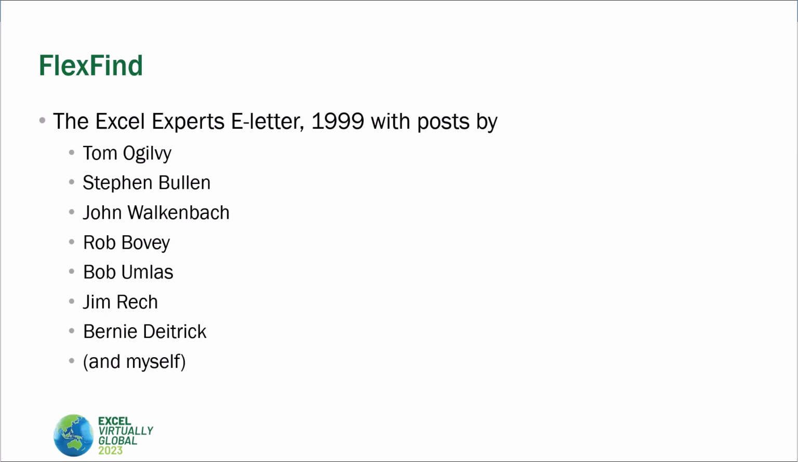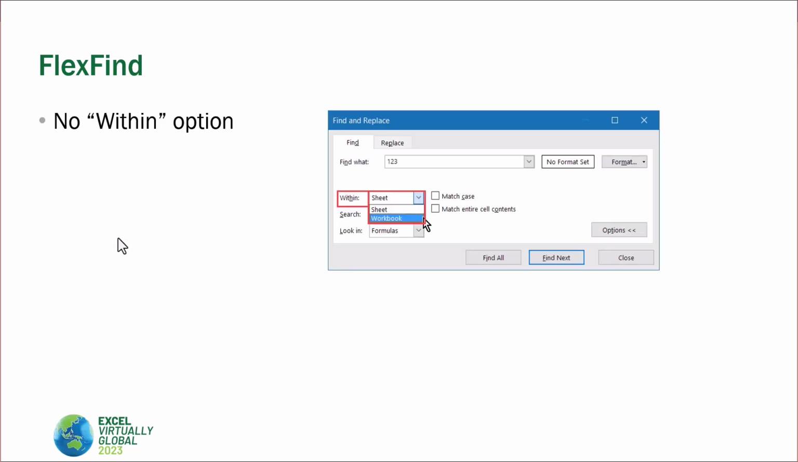FlexFind was first published as a macro on the Excel Experts e-letter from 1999. That e-letter contained posts by Tom Ogilvy, Steve Bullen, John Walkenbach, and a lot of other Excel gods, and then finally myself. FlexFind actually came about because someone asked on a forum that they wanted to search for a string across a number of worksheets. And at the time, the Excel Find dialog did not have the within dropdown, as you see highlighted in red here. So you were only able to do searches within one sheet at a time.